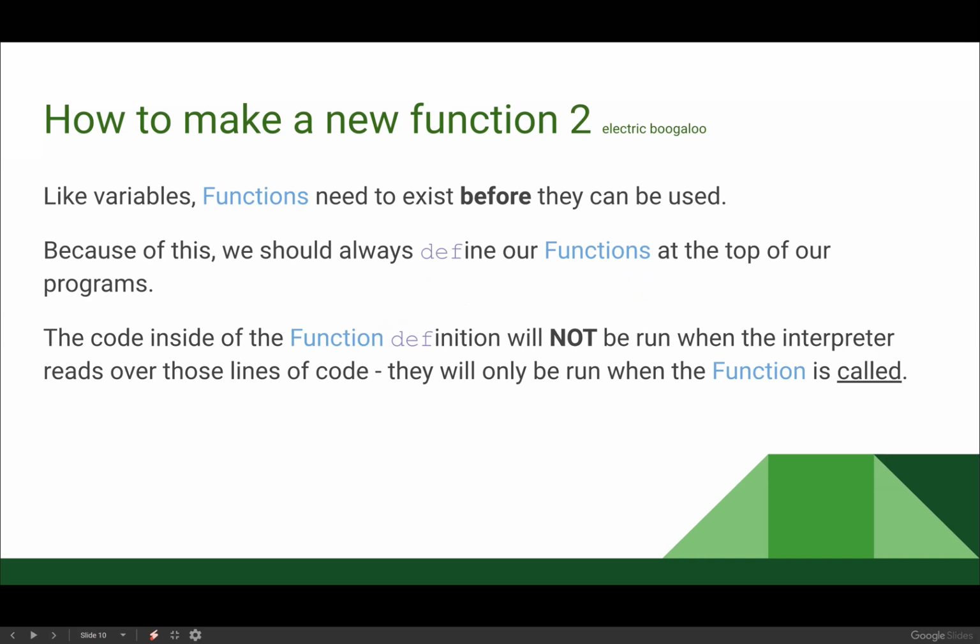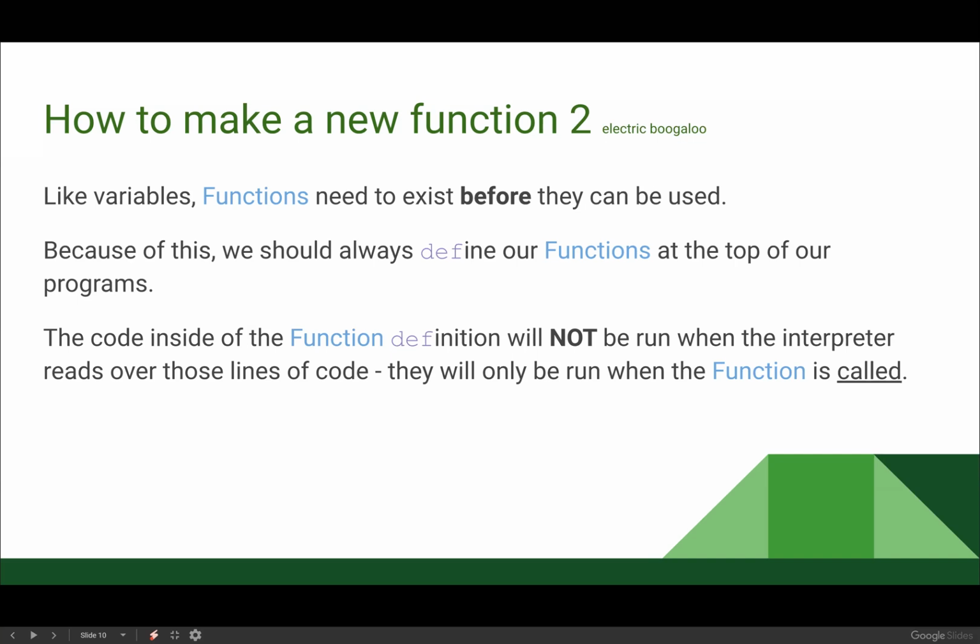So like a variable, you need to define your function before you can actually use it. Because of this, the optimal place to define our functions is at the top of our programs, and then we can have all of the rest of our code be underneath. Now, this isn't a rule set in stone. Python's not going to break if you intermingle stuff, but placing your functions at the top of your code, one, makes your code more readable, which is always good.